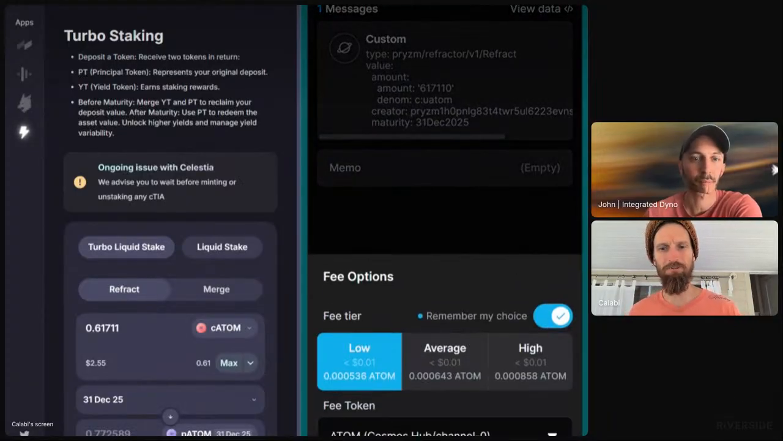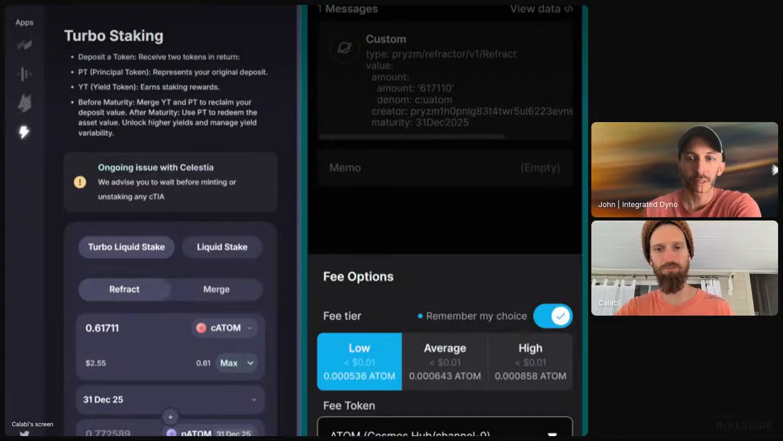And it does have a tendency to do this on Keplr. Always watch out. I say remember my choice. It rarely remembers my choice. So just something I've noticed. I think that's more of a Keplr issue than a Pryzm related thing.